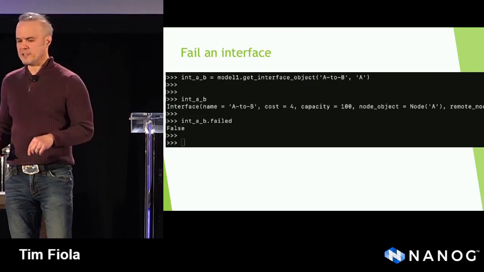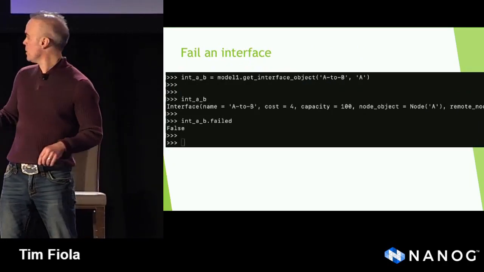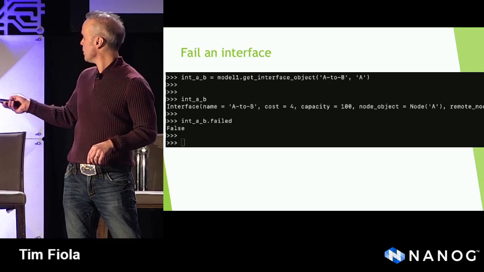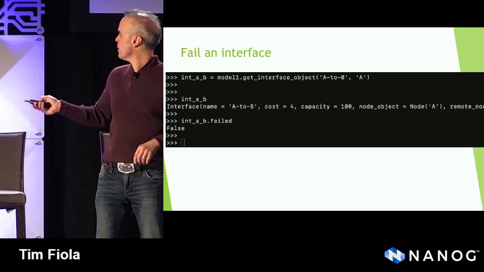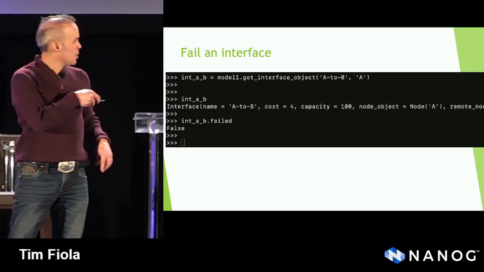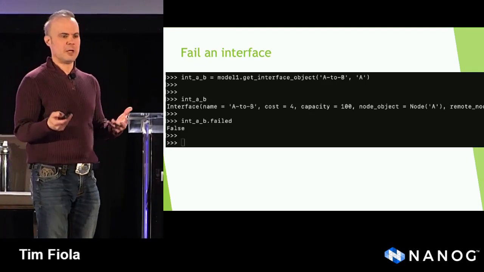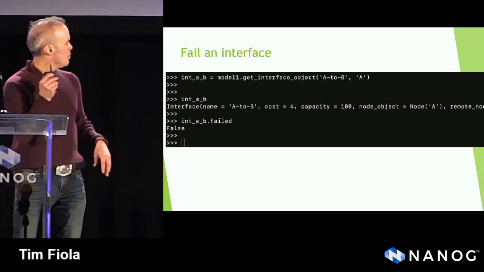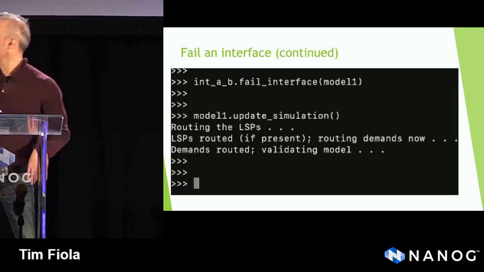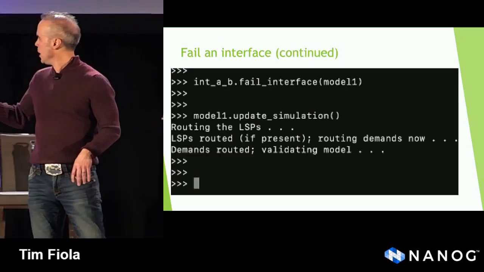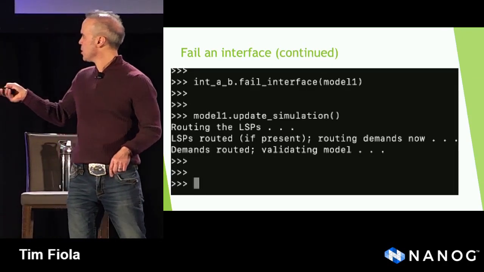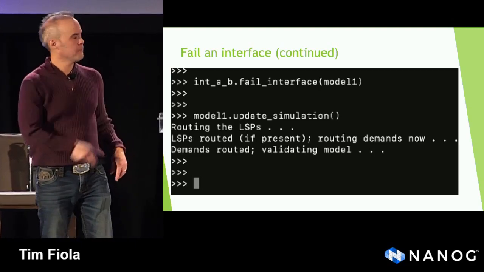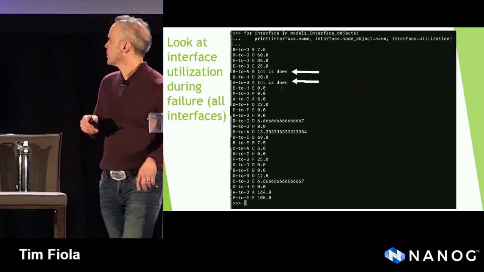We're going to fail an interface now. So I'm going to do a call to grab an interface from the model. And here's the repr for the interface. And here I'm doing a true-false call. Is this failed? It is not failed. It is false. So, given that it's operational, let's fail it. So you do a fail interface call from the interface object, update the simulation.